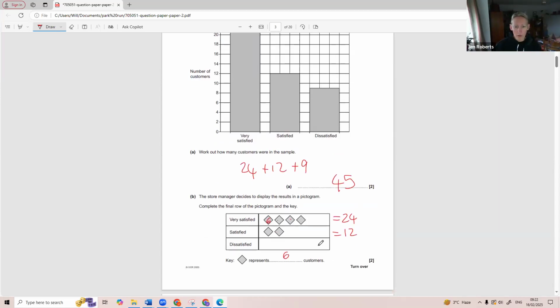Now we need to fill in the dissatisfied, which is 9. So we need 1. And then we've got another 3. So you need half of one of these. You have 1.5 shapes there. Might be the other way around for you. That's fine as long as you've got 1.5 squares.